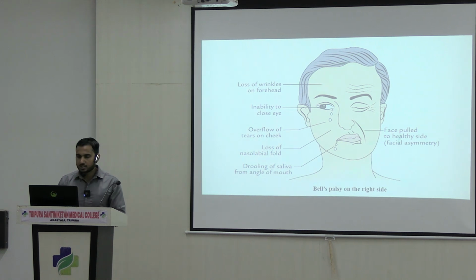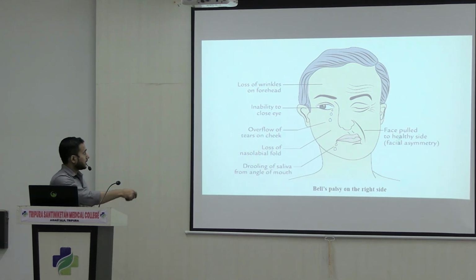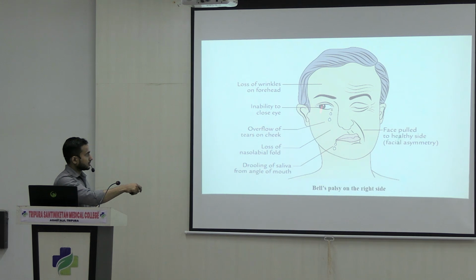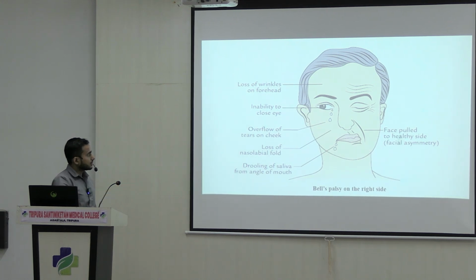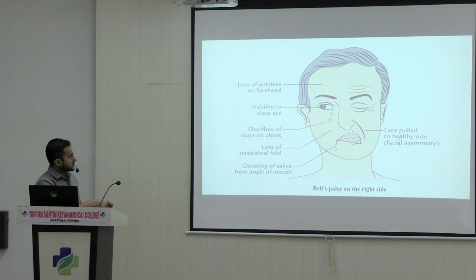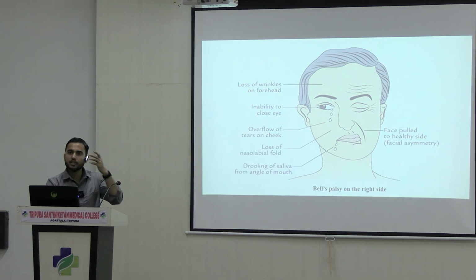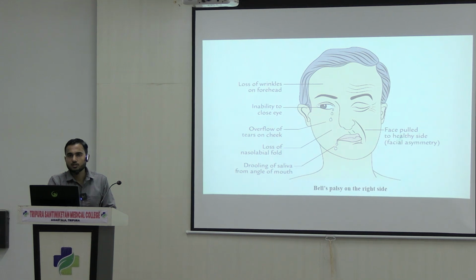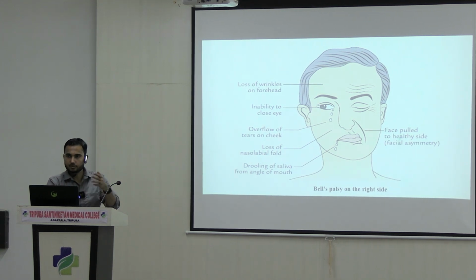Okay, this is the diagram for Bell's palsy. So as you can see, the loss of the wrinkles of the forehead. So see this particular part. So this is the affected side. Okay. Now here you can see face is pulled to the healthy side, first feature. In the next feature you can see the loss of the wrinkles on the forehead. On the affected side, the wrinkles which are present on the forehead will disappear. Why? Because there is paralysis of which muscle? Frontalis muscle, occipital frontalis part.